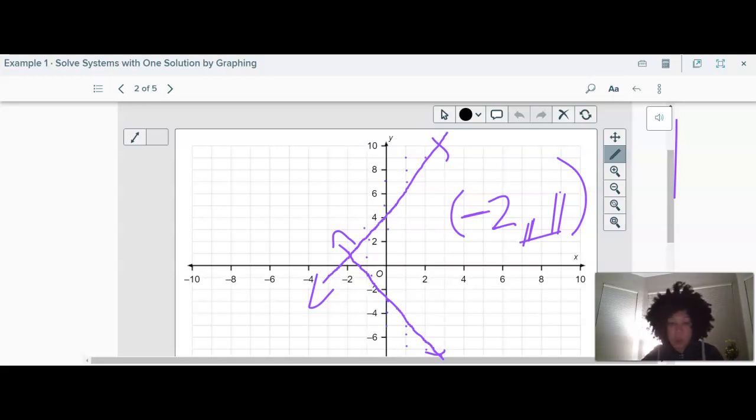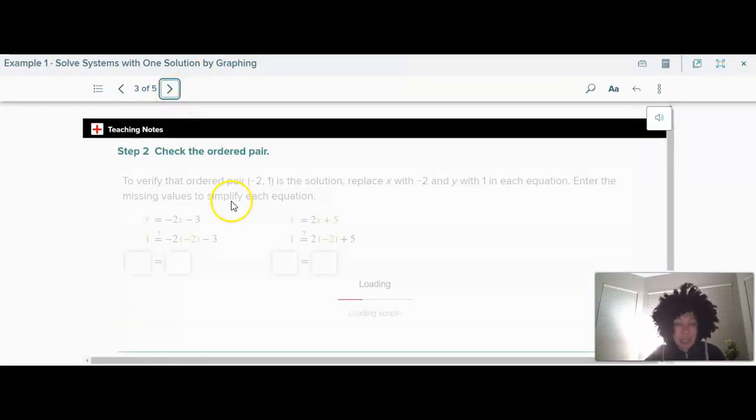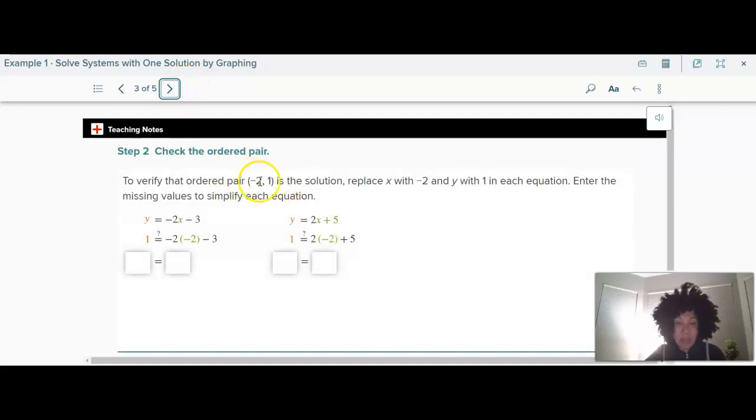So (-2, 1) is, when I graph both those lines, where those two lines intersect. And then we can check that answer by plugging it in. So (-2, 1) is where it looks like they intersect. I'm going to replace x with -2 and y with 1, and we're going to do that in both equations.